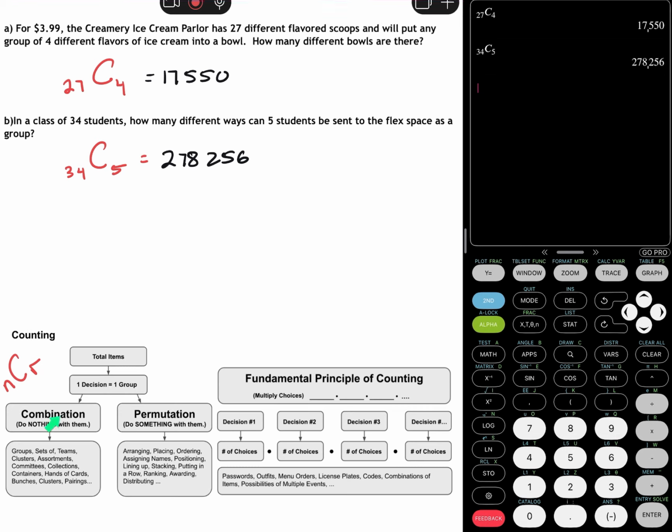So these are these counting problems. Combination, order doesn't matter. Permutation, order does. Fundamental principle of counting means you have separate groups of things.